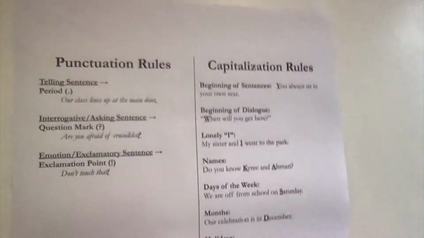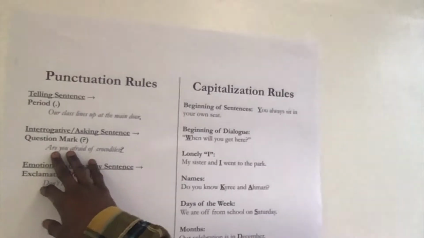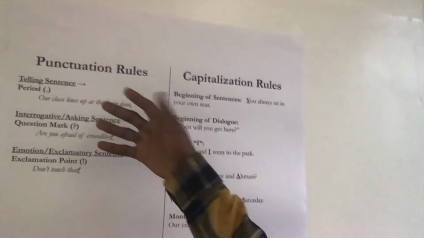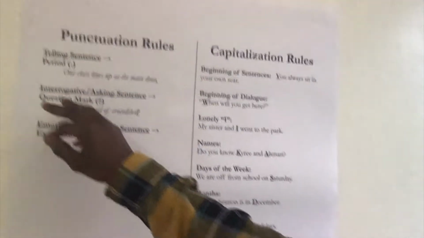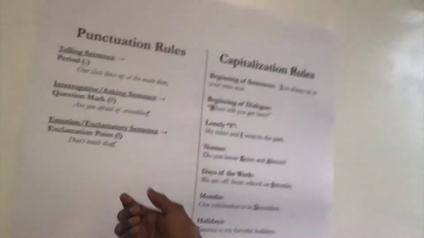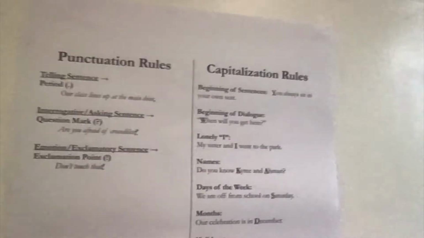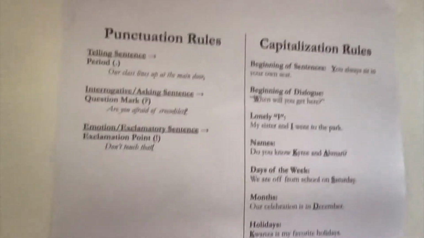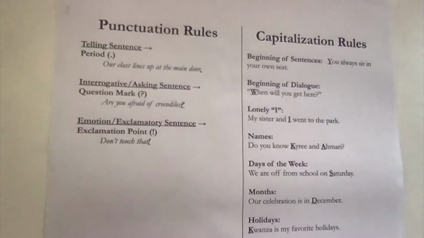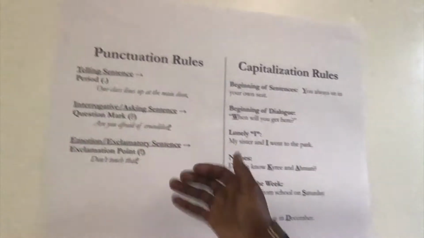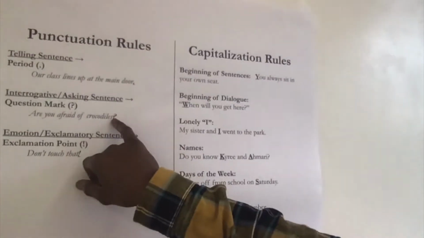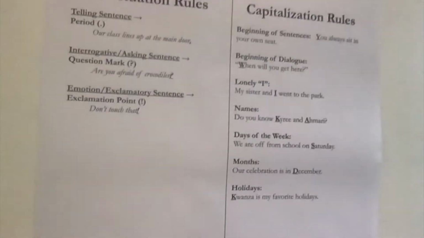Okay? You then use a question mark when you are interrogating, or asking a question. So, "Are you afraid of crocodiles?" Or, "Why are you looking at me this way?" Or, "What are those?" Right? There are so many reasons why we use question marks at the end, but in the end, it's when we're interrogating, which is another way of just asking questions.